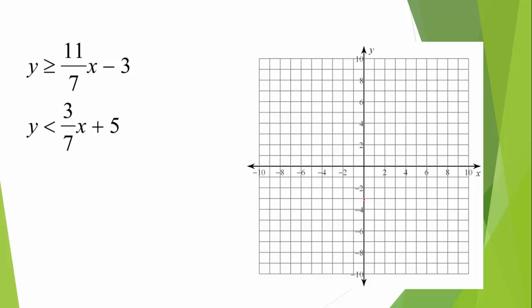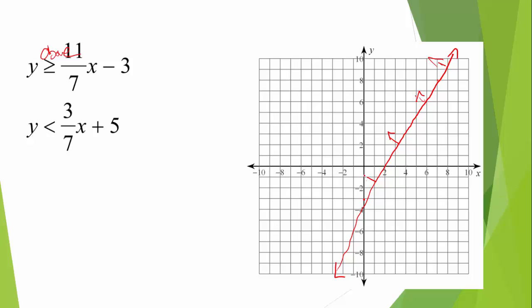Okay. All right, I'll go up 11 boxes: 2, 3, 4, 5, 6, 7, 8, 9, 10, 11, and go over 7. Okay, and I will connect my points with a straight line. Y is greater than, so I will shade above, or rather I will put my arrows above this boundary.